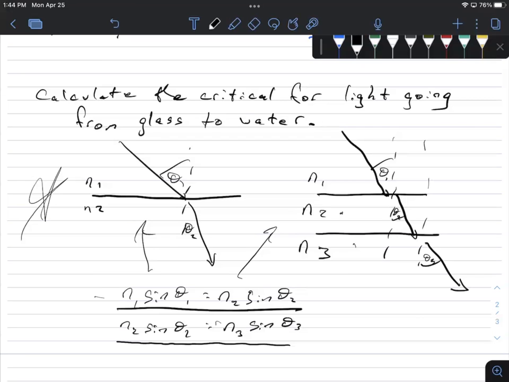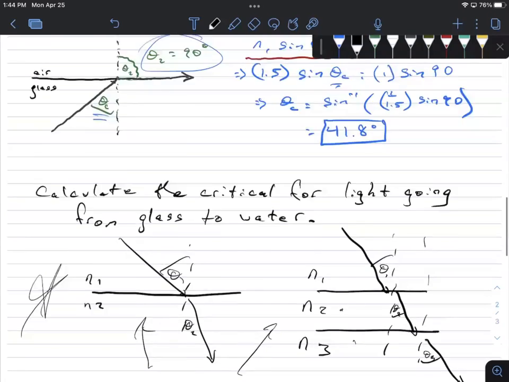Okay, so does that clear it up a little more? So you said it's always going to be 90 degrees for the angle 2 for that one? If it's a problem asking about the critical angle, then theta 2 is always 90. That's the special case. That's right.